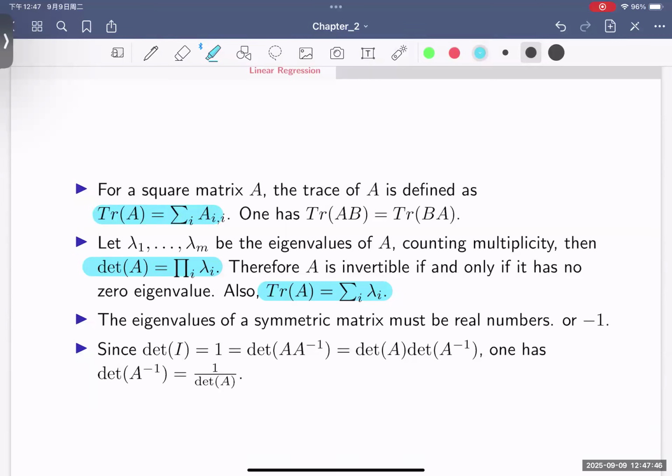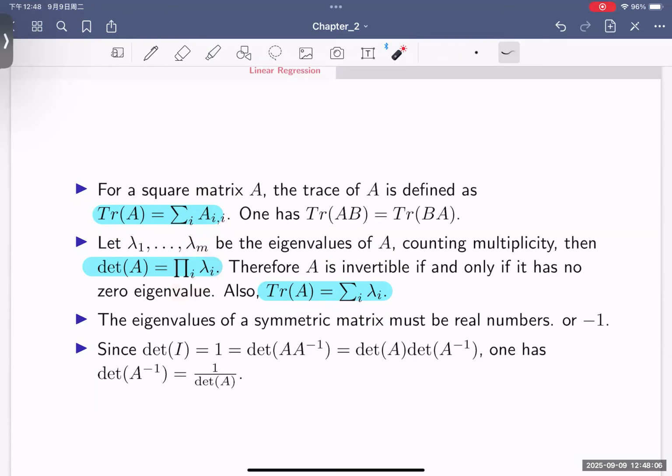Just like the identity matrix, all diagonal elements are 1, so its trace will become the size of the matrix. And the eigenvalues, if we add them together, also give the trace of A. So the sum of the eigenvalues is the trace, and the product of the eigenvalues is the determinant.